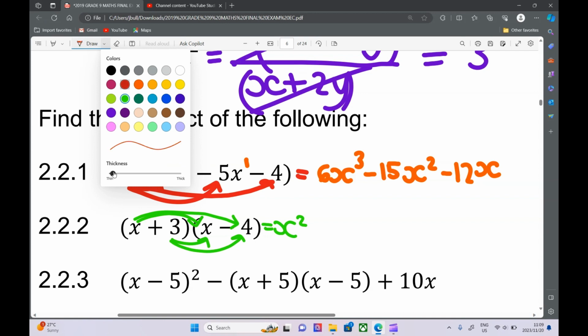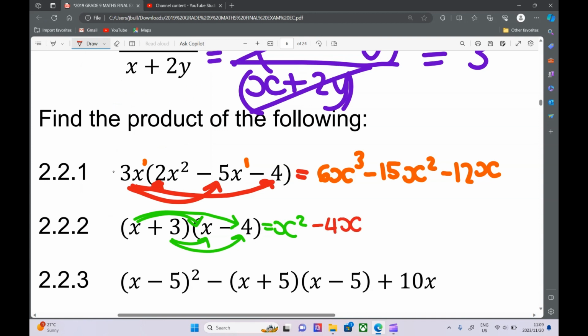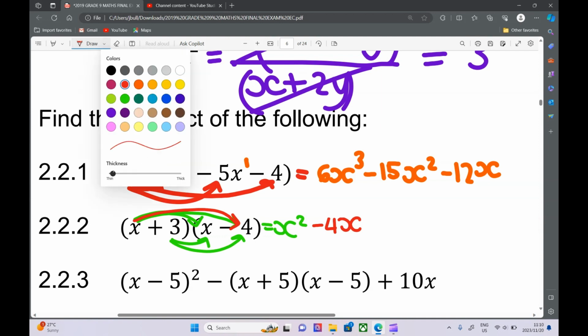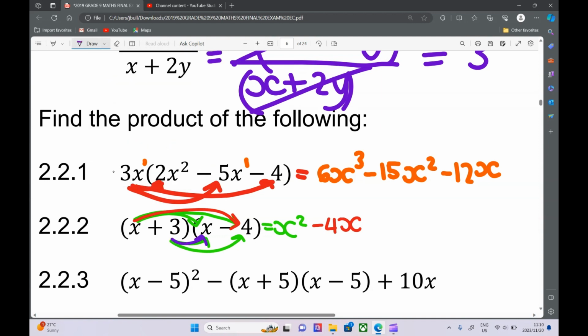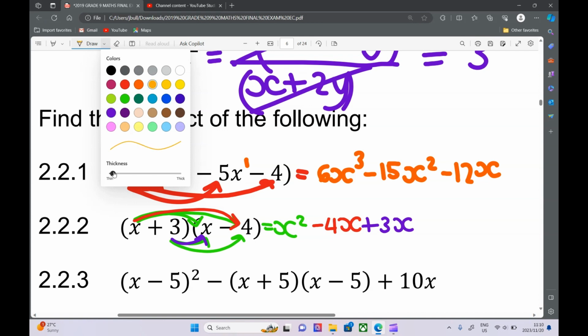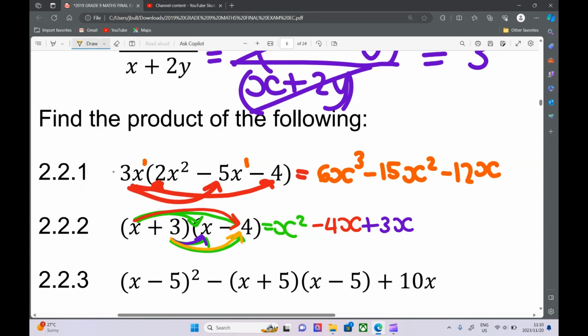Then we've got x times negative 4, which is negative 4x. Okay, so remember that's that one there that we're doing. Then next up we have 3 times x, which is 3x. And then lastly we have 3 times negative 4, which is negative 12.